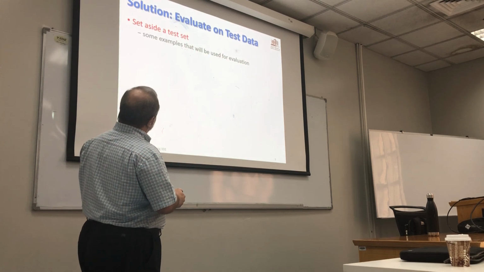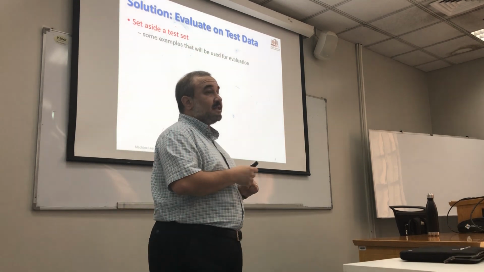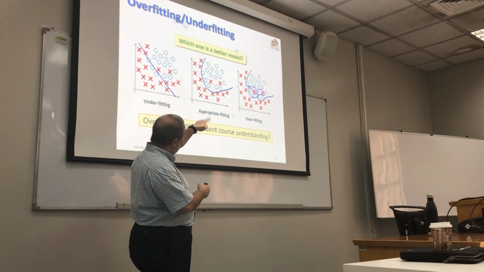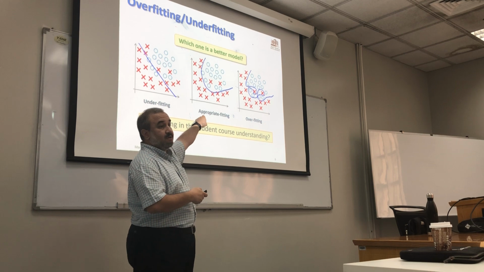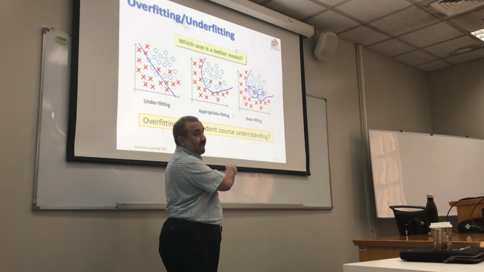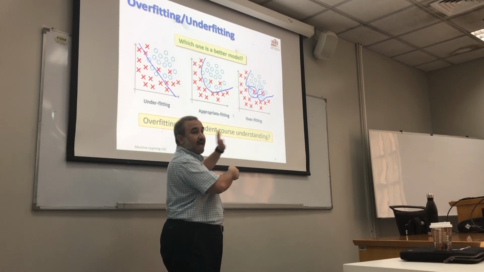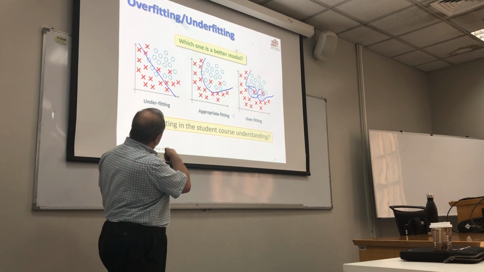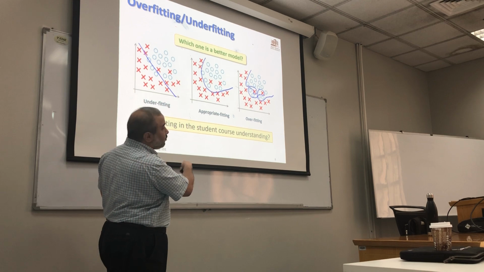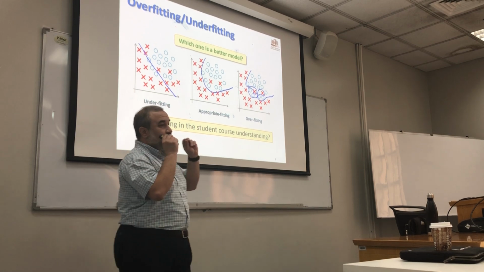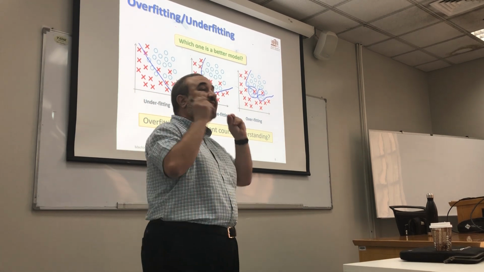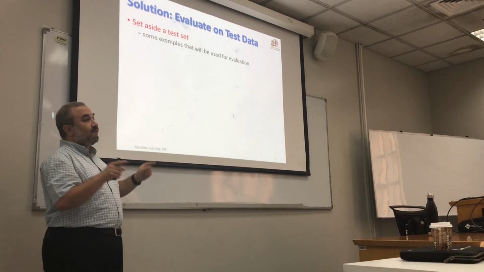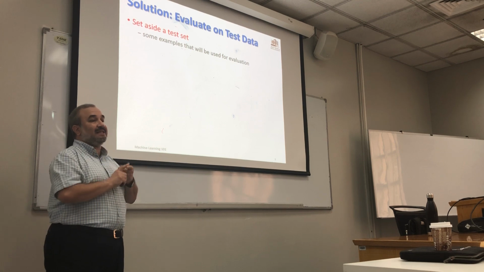So the solution to that is not to only look at training error. We are looking here at training error. This is the best training error we can ever get, right? 100% accuracy on the training data. This is much worse than this one, right? So in order to see which one is really better, we have to set aside a set of examples. We call them the test set.